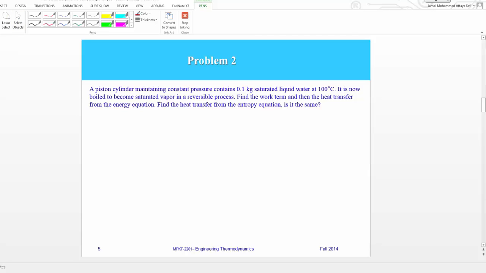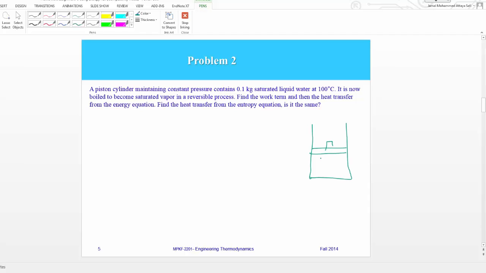Okay. Problem number two. I can choose probably this color just to draw it. The problem is saying that we have a sort of piston cylinder arrangement like this.